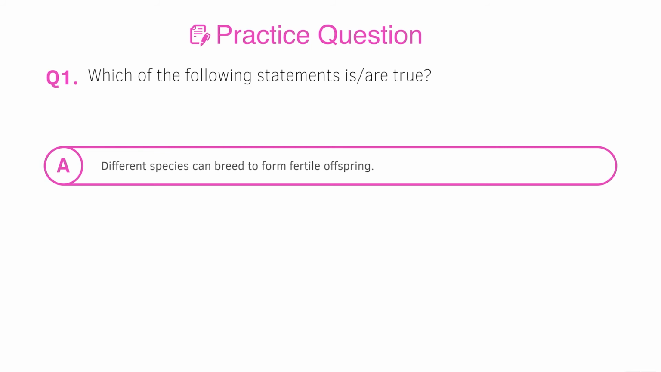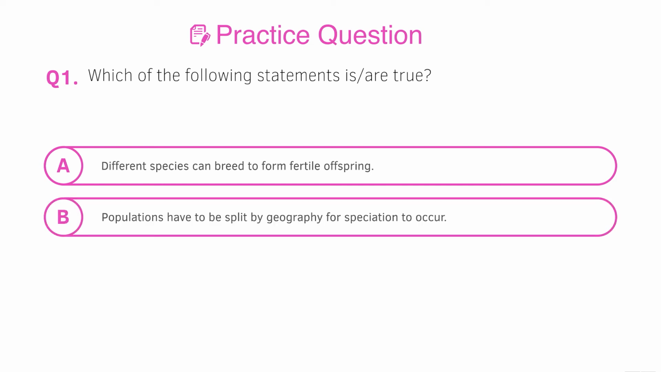So statement A, different species can breed to form fertile offspring. This is false. Individuals of the same species can breed to form fertile offspring. Different species cannot breed to form fertile offspring, and this is what defines them as different species, and this is our concept of speciation. B, populations have to be split by geography for speciation to occur.